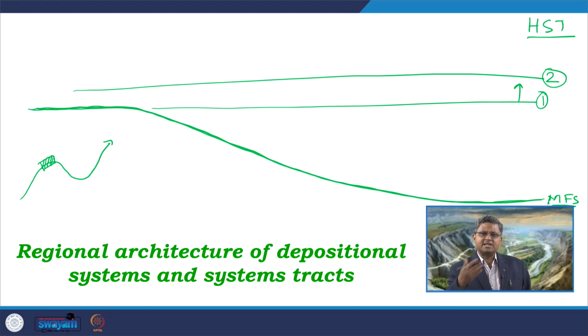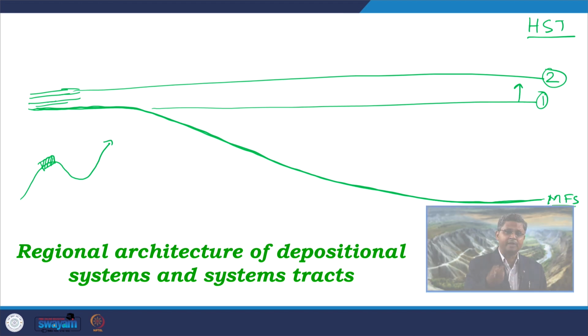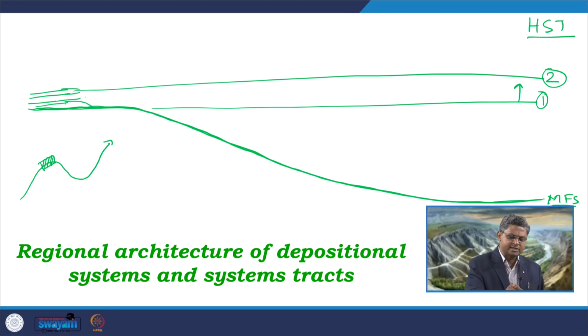During this HST phase, most of the deposition occurs in the fluvial part, where the fluvial system will aggrade and interact with the marine system. Definitely they will be part of the delta plane, and that delta plane, along with aggradation, will prograde, and that progradation will result in this kind of prograding lobes. So, what we expect over here is the formation of this kind of prograding lobes.